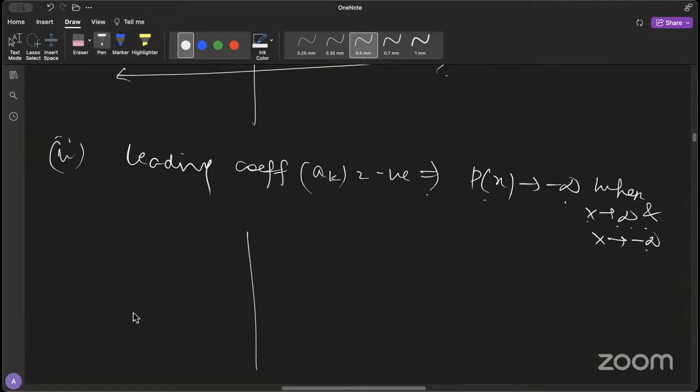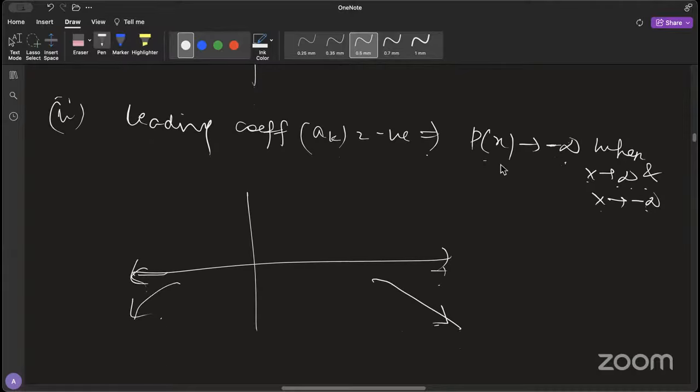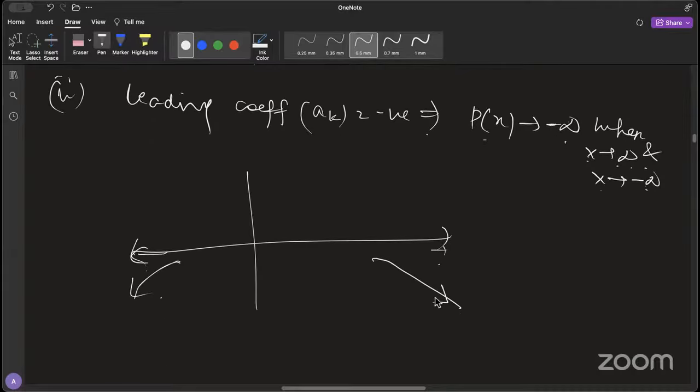So the graph will look like this. As x tends to infinity, p(x) tends to minus infinity, which means it goes down here. And as x tends to minus infinity, when x moves to the left side, your p(x) tends to minus infinity. That means your height decreases, it becomes more negative. So this should be your graph.